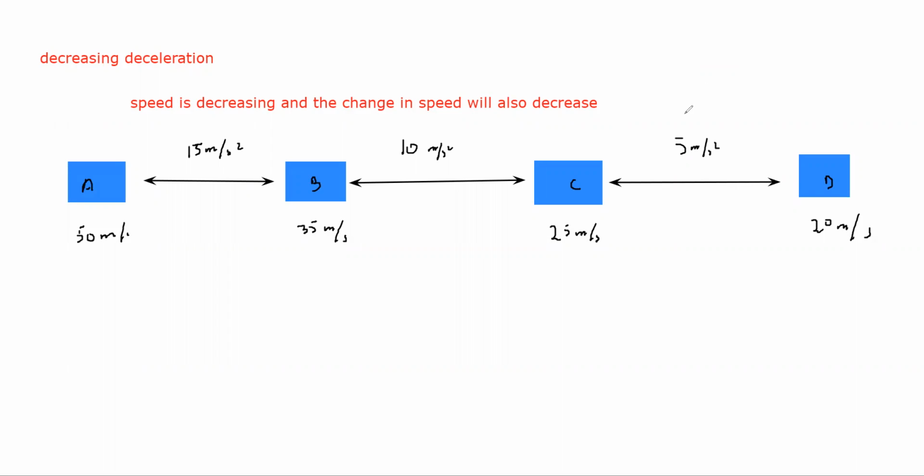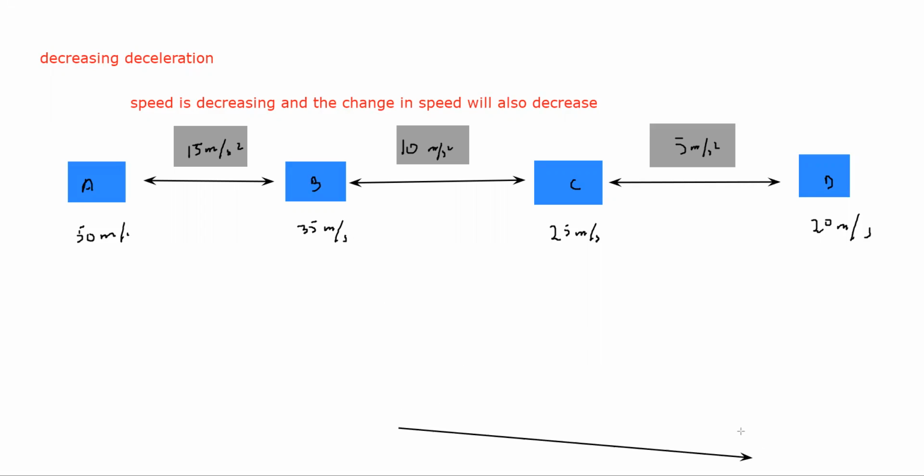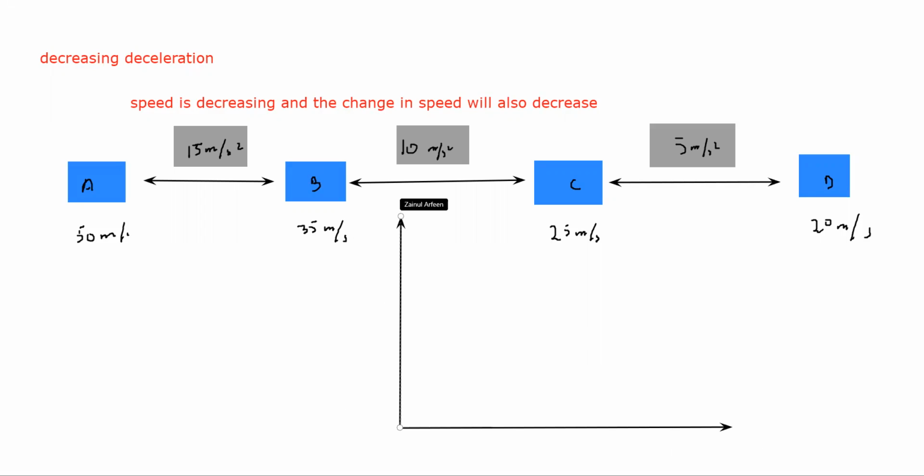So the change in the speed is decreasing. Because speed was decreasing, that's why we say deceleration. And the change in the speed is decreasing, so we say deceleration is also decreasing. So the shape of the graph for speed and time will be like this.